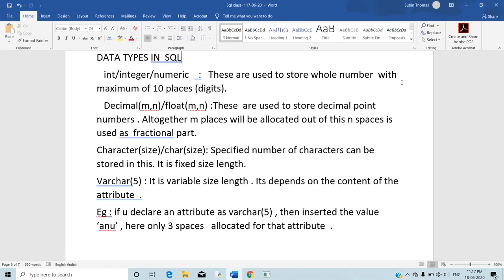And the second type of data type is decimal or float. Both work in the same way. See, I have written it as decimal(m,n) or float(m,n).